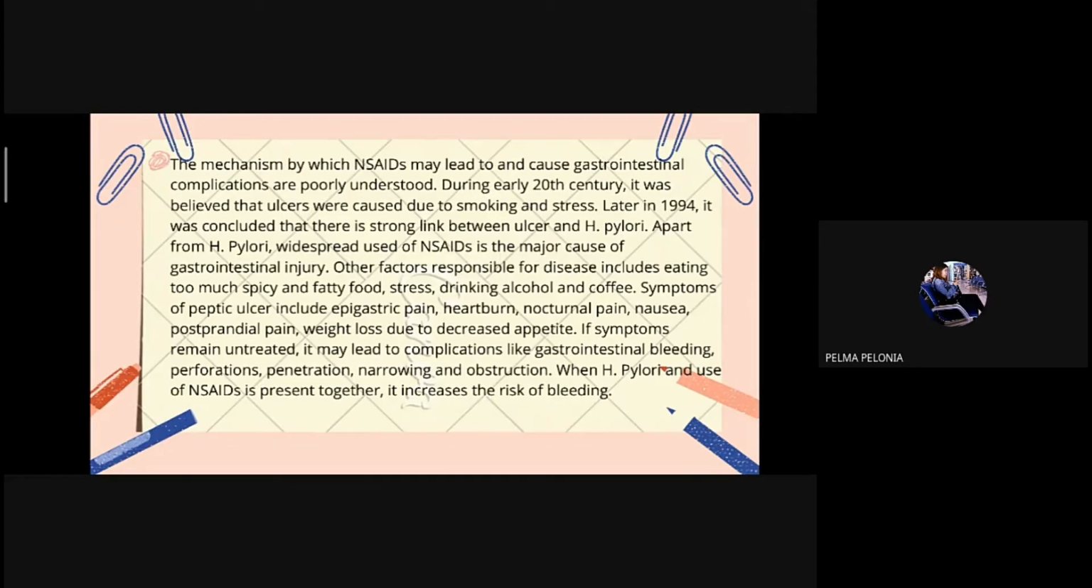Other factors responsible for the disease include eating too much spicy and fatty food, stress, and drinking alcohol and coffee. Symptoms of peptic ulcer include epigastric pain, heartburn, nocturnal pain, nausea, postprandial pain, and weight loss due to decreased appetite. If symptoms remain untreated, it may lead to complications like gastrointestinal bleeding, perforation, penetration, narrowing, and obstruction. When H. pylori and use of NSAIDs are present together, it increases the risk of bleeding.